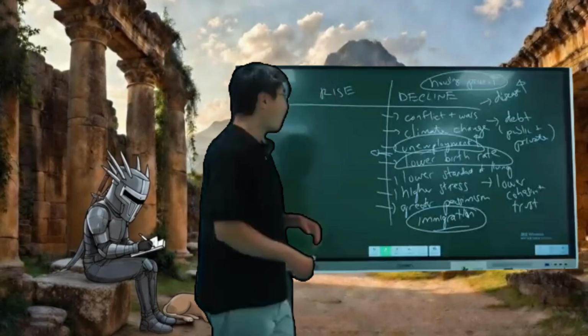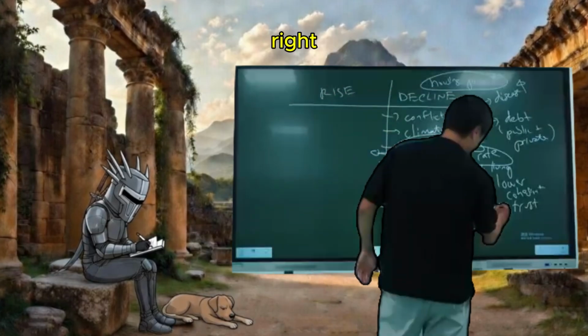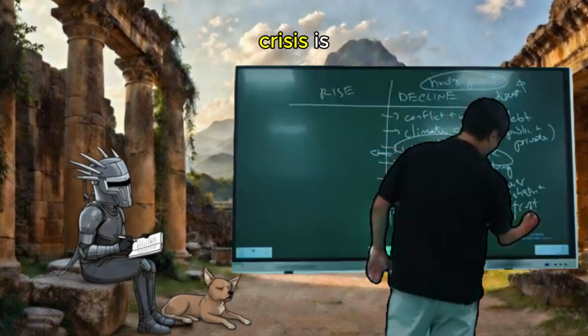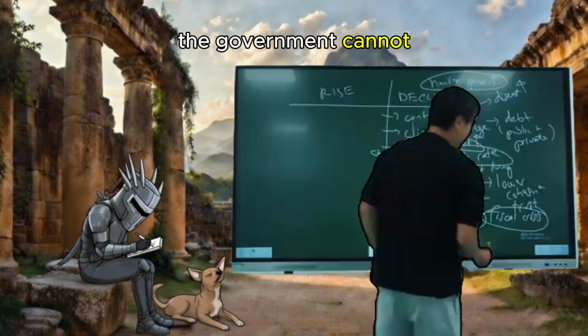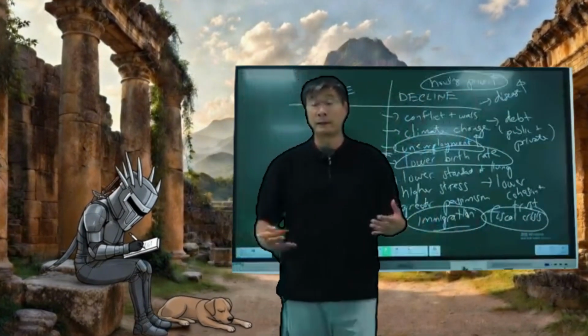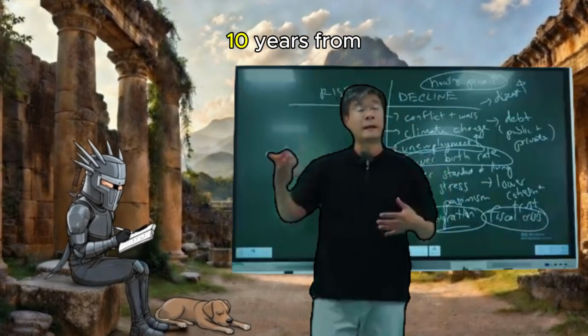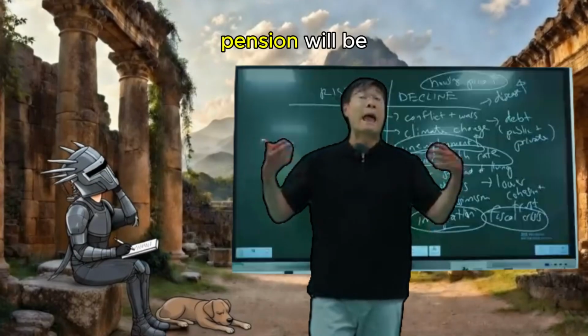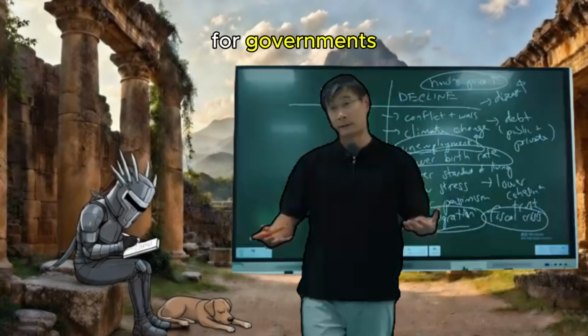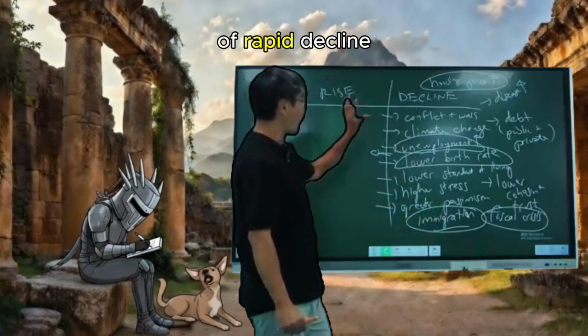Okay? All right. Also, fiscal crisis, right? We talked about this, but the idea of fiscal crisis is the government cannot afford a lot of public expenditures. In the future, maybe 5-10 years from now, pension will be a huge problem for governments. Okay? So these are all signs of rapid decline.